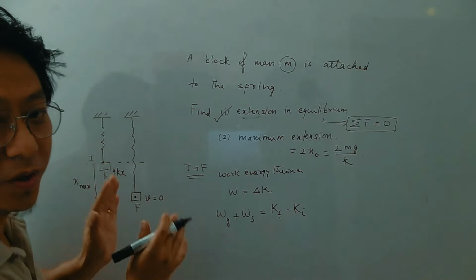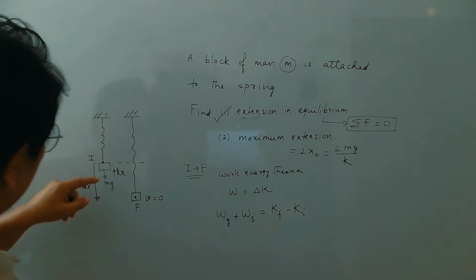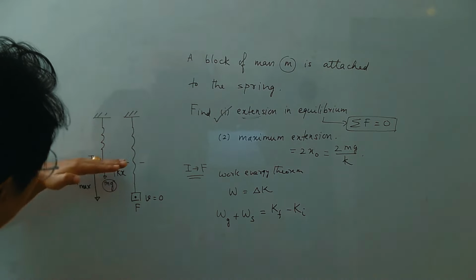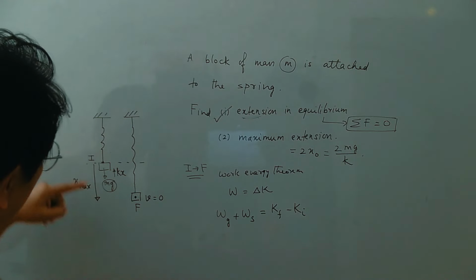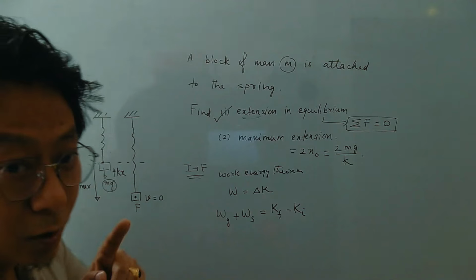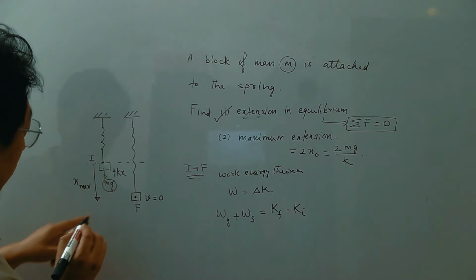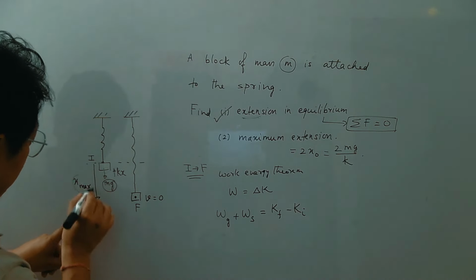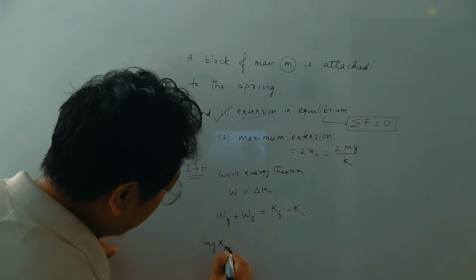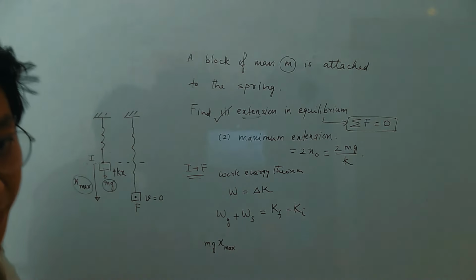Remember, we are not assuming any air resistance. Now from here to here, gravitational force mg is constant and it is downwards, and displacement from here to here is also downwards. So gravity will do positive work, right? What will be the work done? Force into displacement. So mg into displacement, which is x max, right?